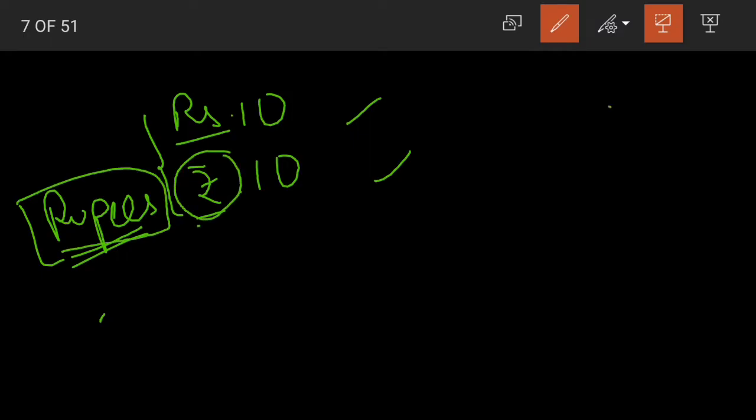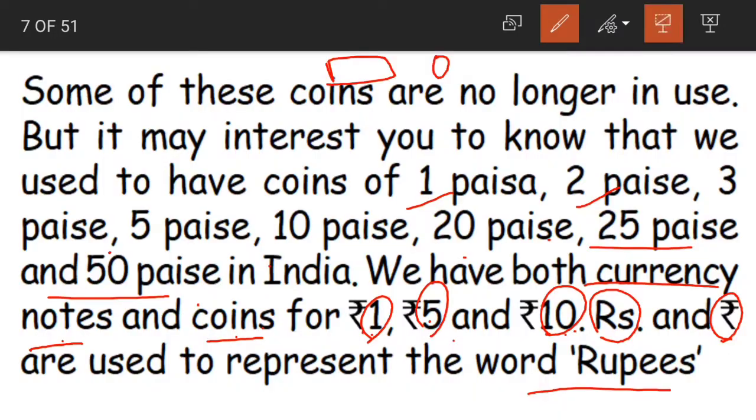Now if you take in foreign countries, one of the most popular foreign currency is dollars. Yes, children. So this is the symbol of dollars. Okay, with an S and a straight line passing through it. So in this way we have different currencies and different symbols representing that currencies.